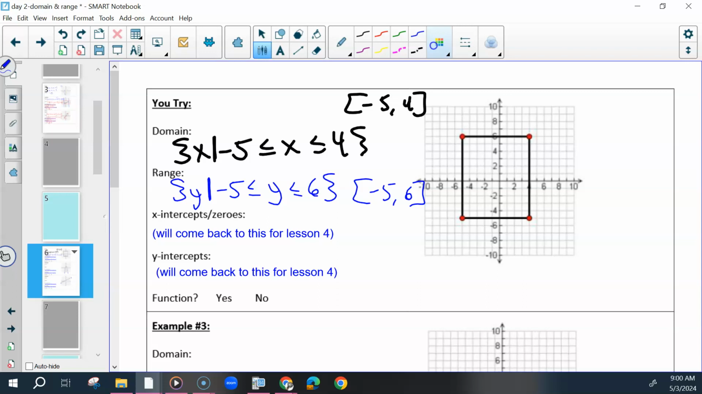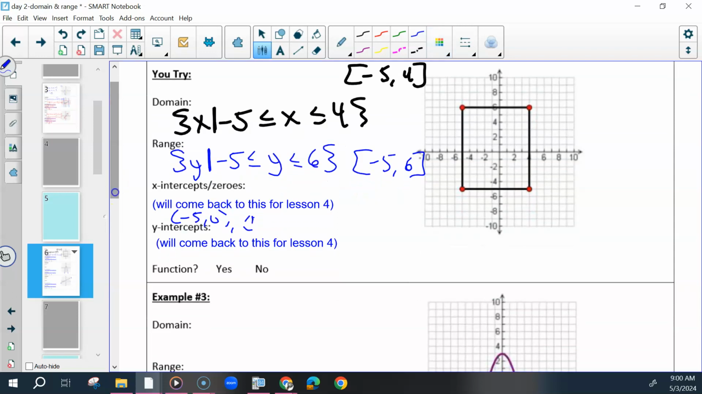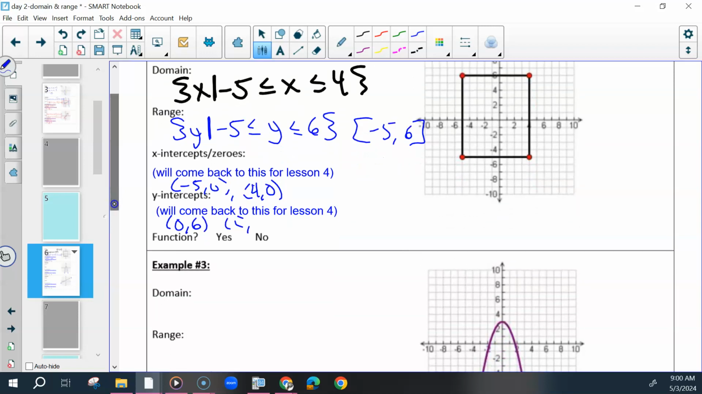X-intercepts: -5, 0 and 4, 0. And y-intercepts: 0, 6 and 0, -5. I heard the 0, 6. I didn't hear that one, 0, -5. Is this a function? No. It does not pass the vertical line test. Do we have any questions on that?